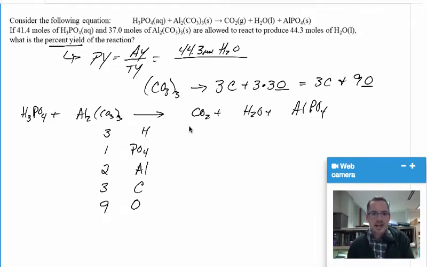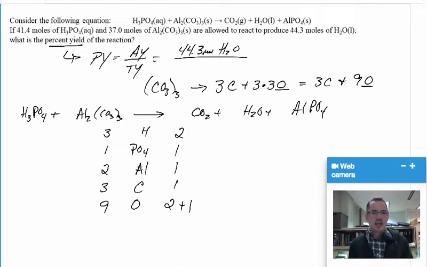Now, on the right-hand side, I have 1 carbon in my CO2. I have 2 oxygens in the CO2. I have 2 hydrogens in the water. I have 1 oxygen in the water. I have 1 aluminum in my aluminum phosphate. And I have 1 phosphate in my aluminum phosphate. So notice how many I have on the left-hand side and the right-hand side. And notice I will have 2 separate sources for my oxygen on the right-hand side. So it's always nice to pay attention to that.